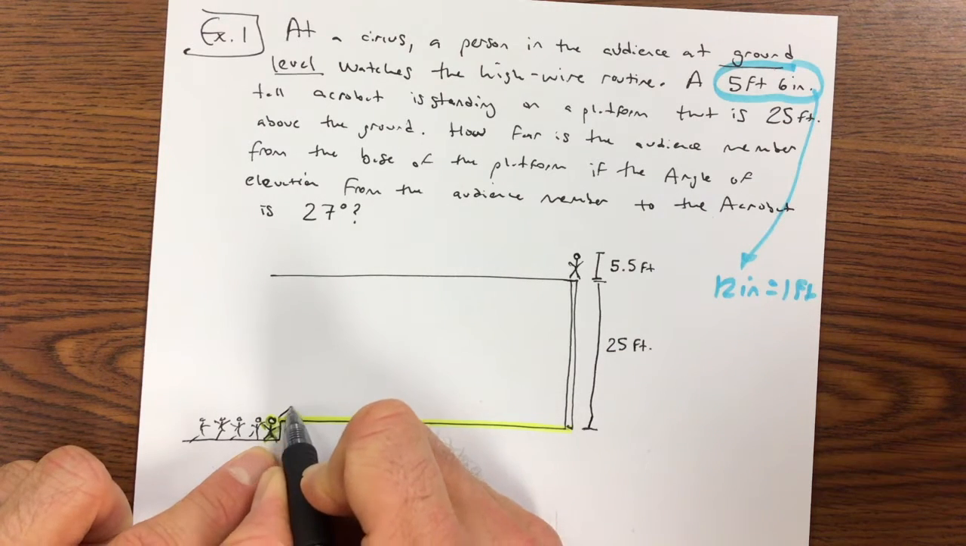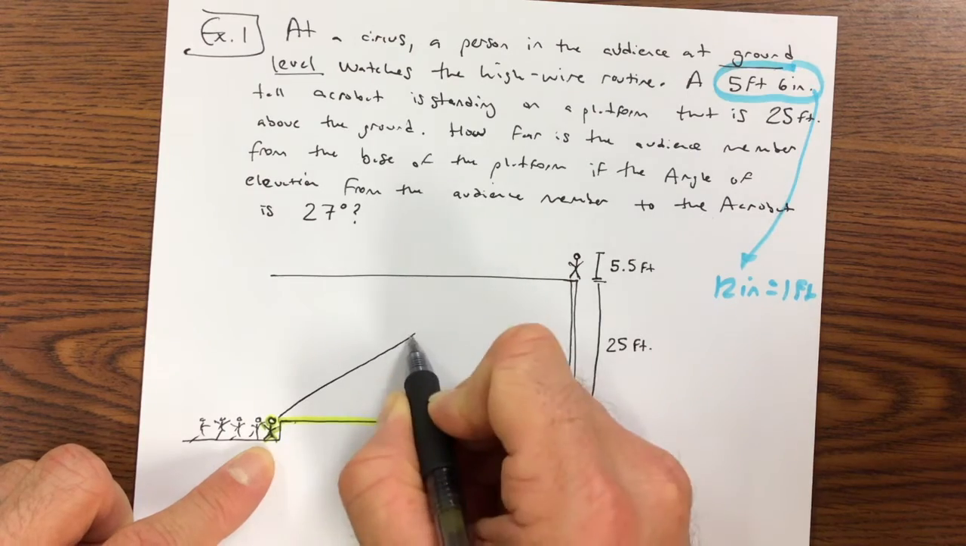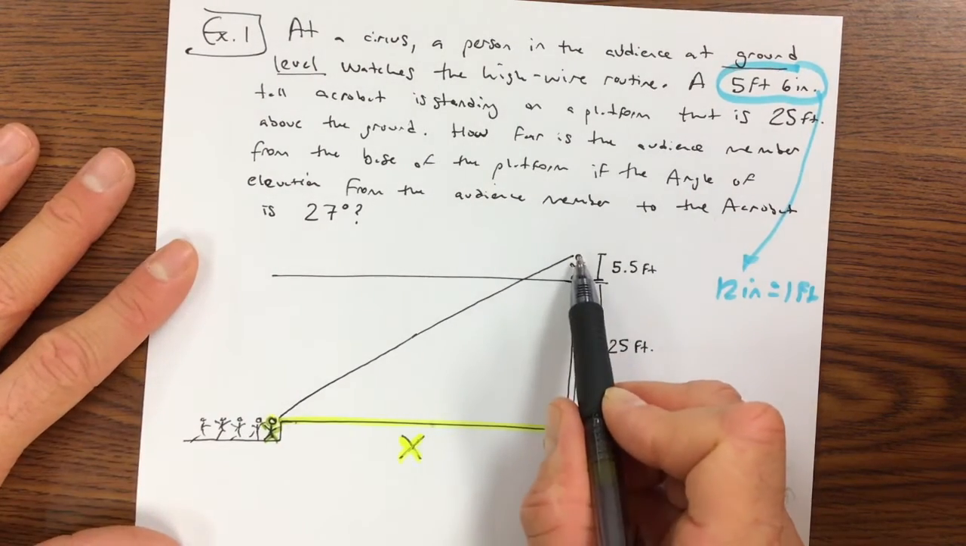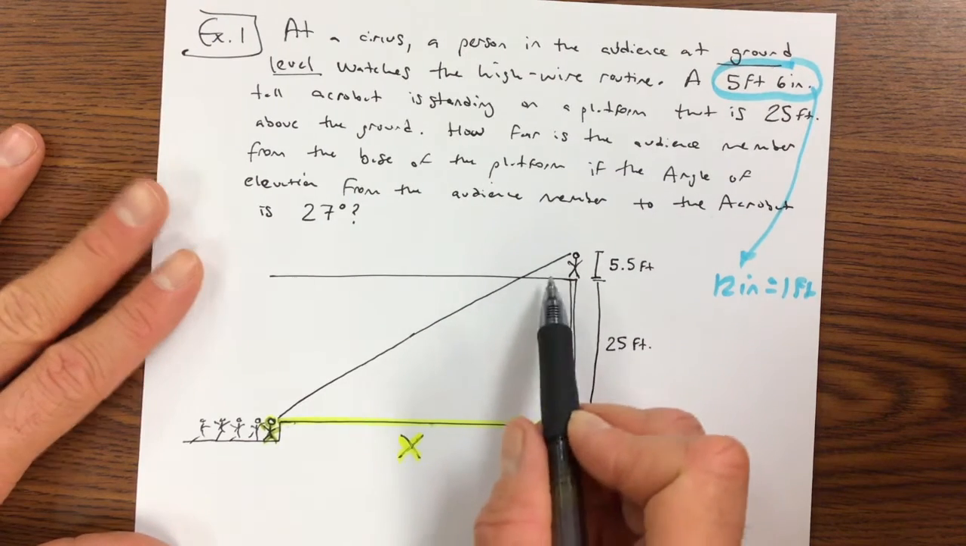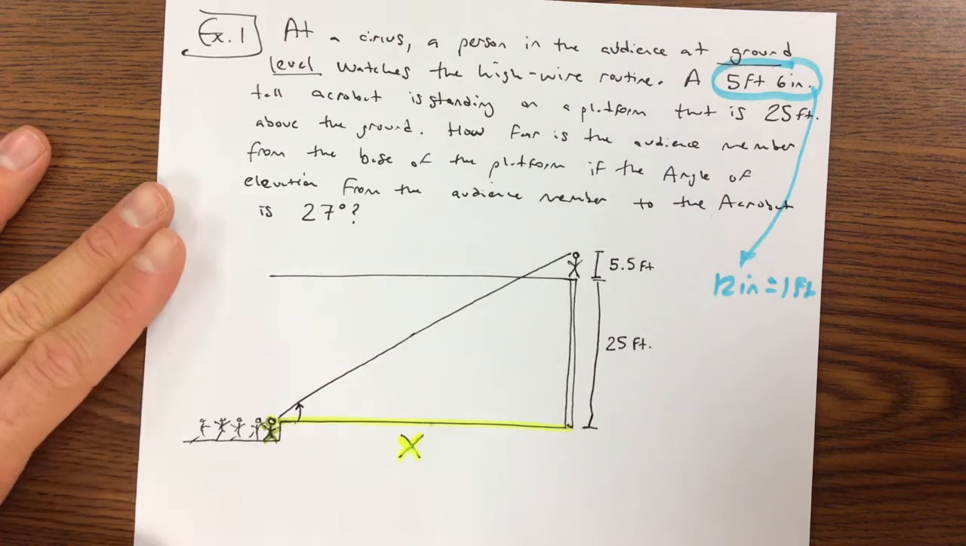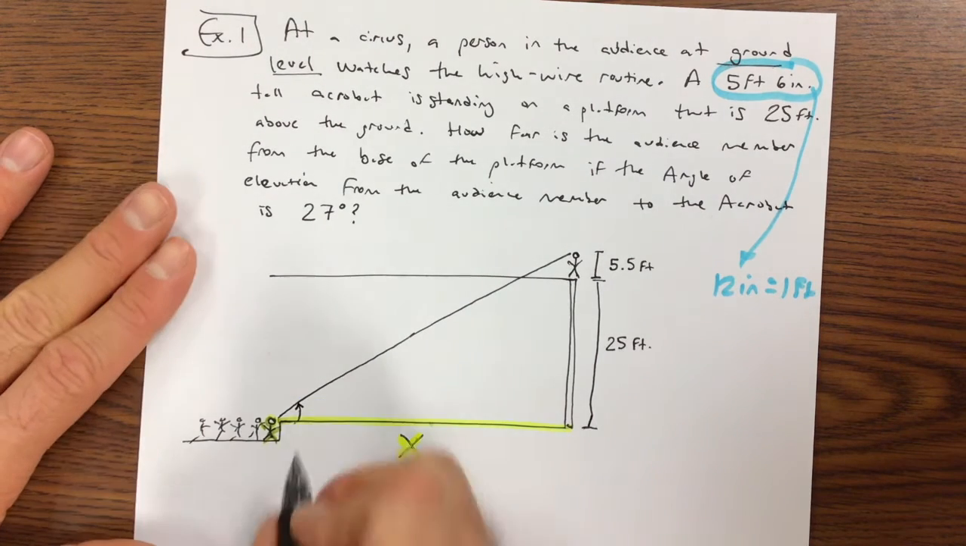Now, obviously, we are looking up at the acrobat. Oh my gosh, he's about to walk across the wire. Oh my gosh, he might fall to his death. Oh no, we're watching him. That's what I would say at the circus if I was watching a high wire act.